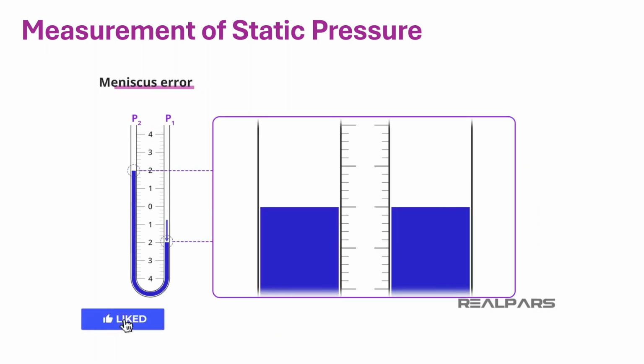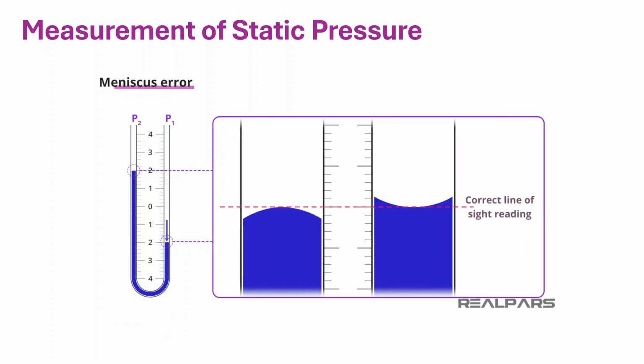Manometer users must be aware of meniscus error. Meniscus occurs when the particles of the liquid stick to the sides of the glass tube. Depending on the direction of pressure applied, the meniscus can be concave or convex. Either way, a reading error may occur.